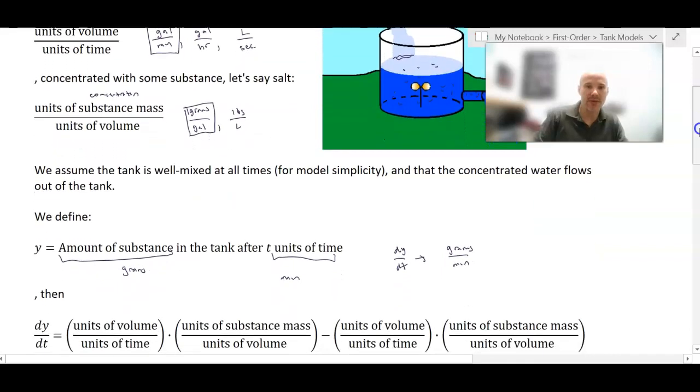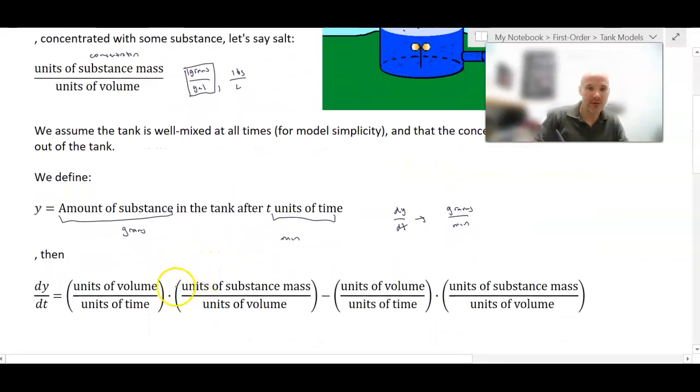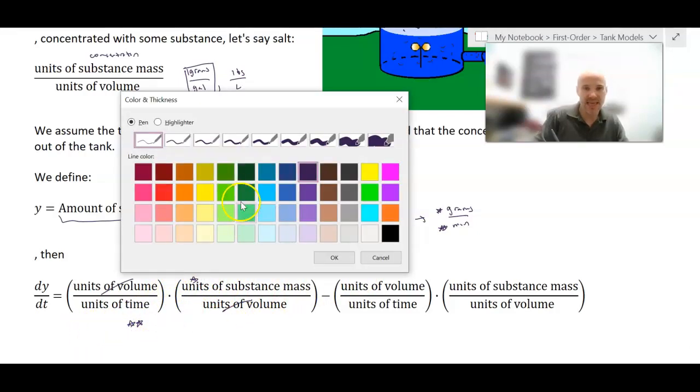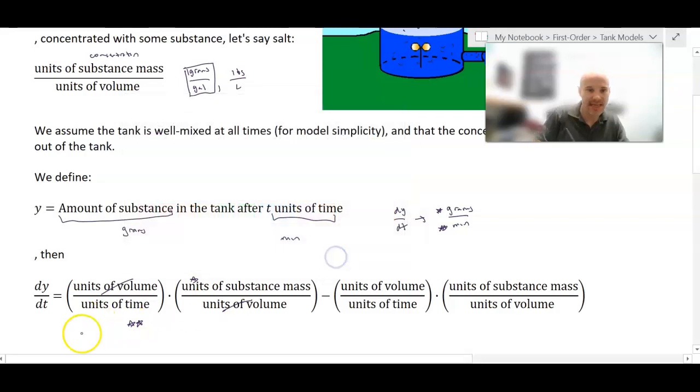So we can multiply those together: units of volume divided by units of time, times units of substance mass divided by units of volume. Notice that the units of volume cancel out, and you're left with units of substance mass, which could be grams, divided by units of time, which we could say is minutes. So when we multiply these together, we get the proper units that we want. Now this is what is coming into the tank.